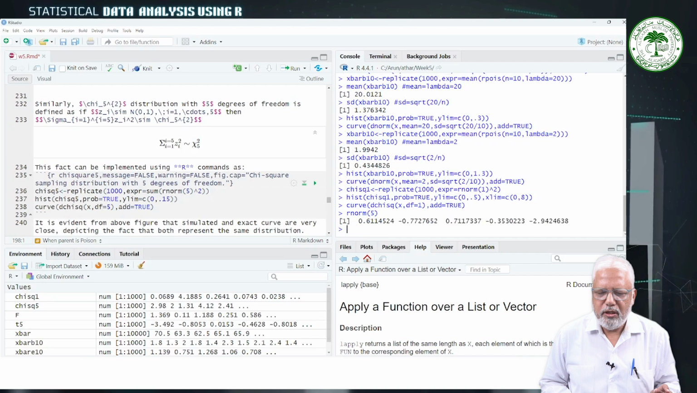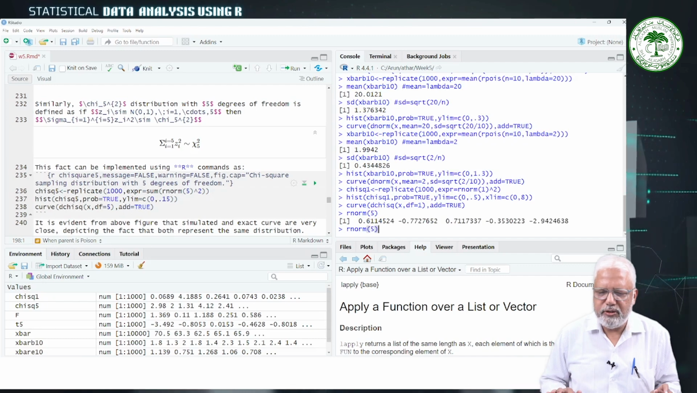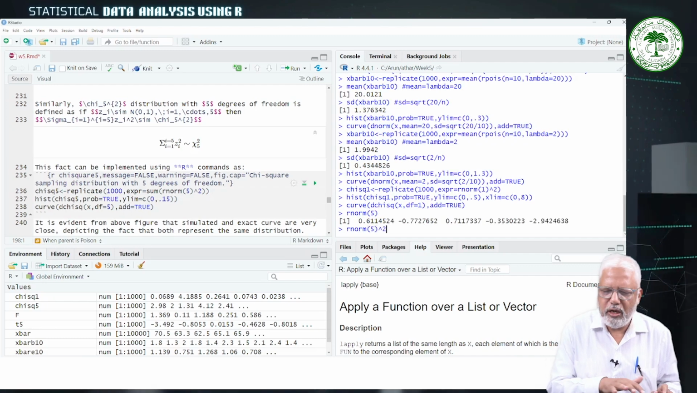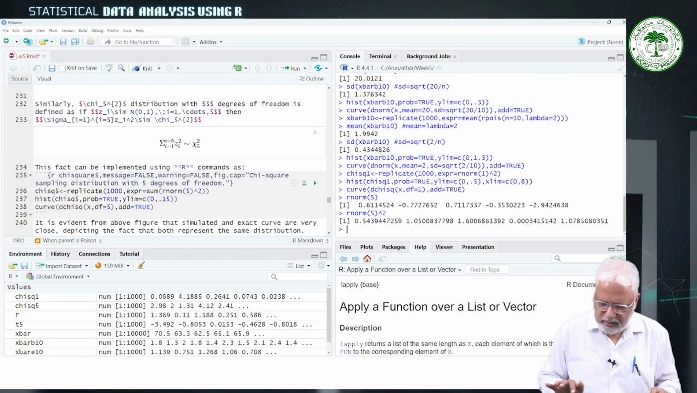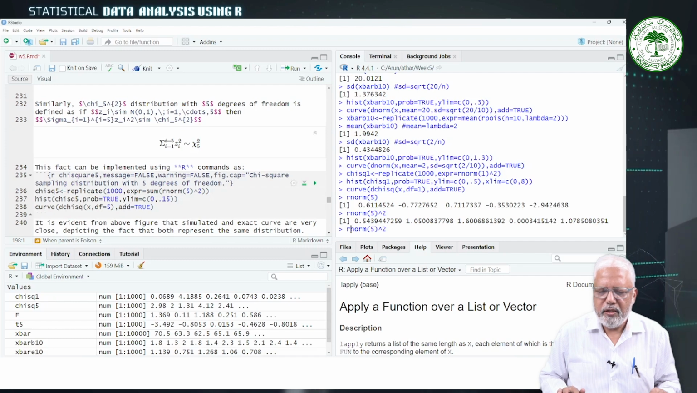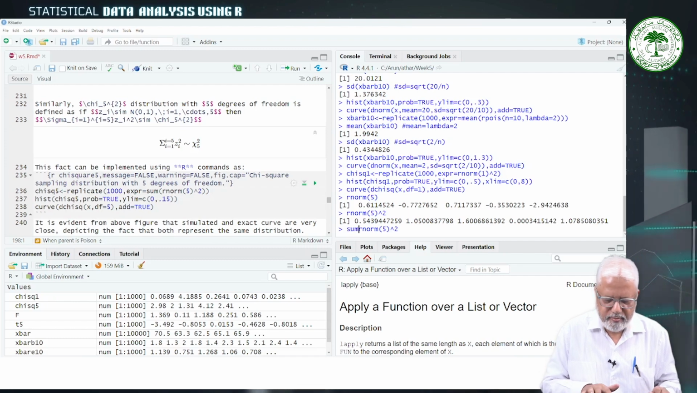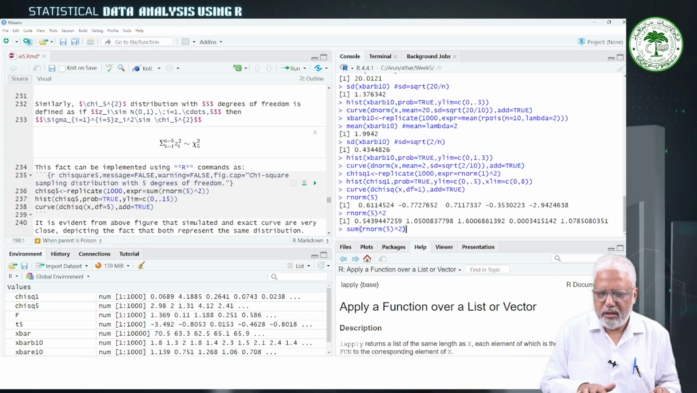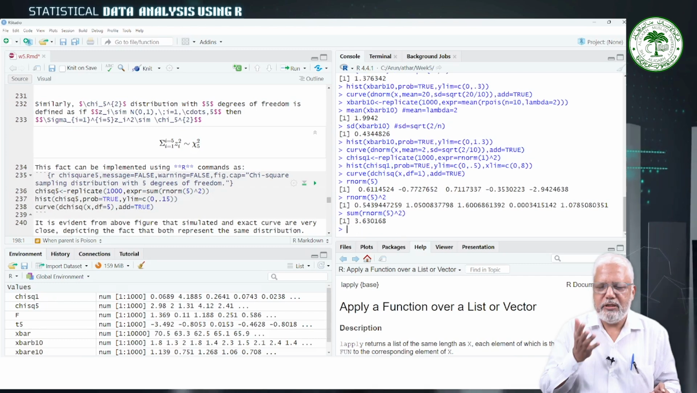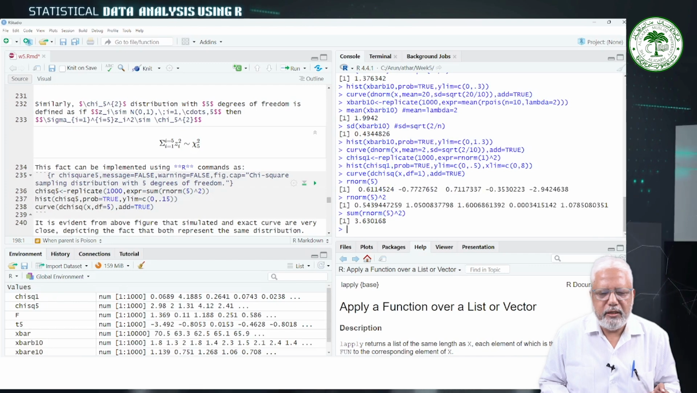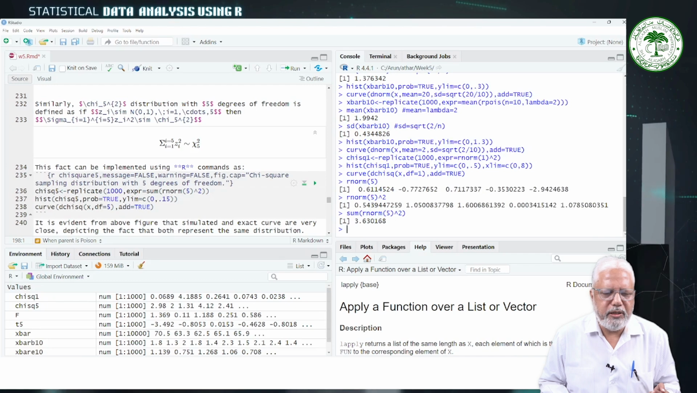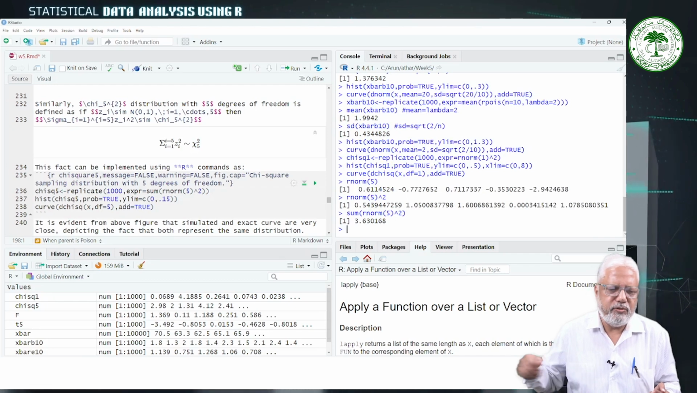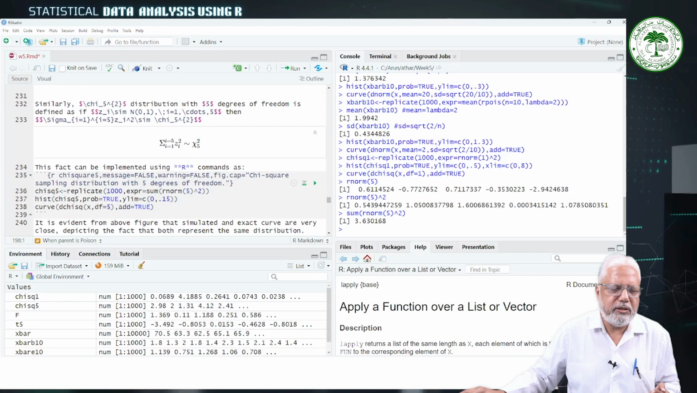So what we are doing? We are squaring each of these. So these are the squares. And then we get the sum of these. This is nothing but the summation of zi square in the first replicate, and this process is to be repeated how many times? 1000 times. That is why the expression sum(rnorm(5)^2) is repeated 1000 times.